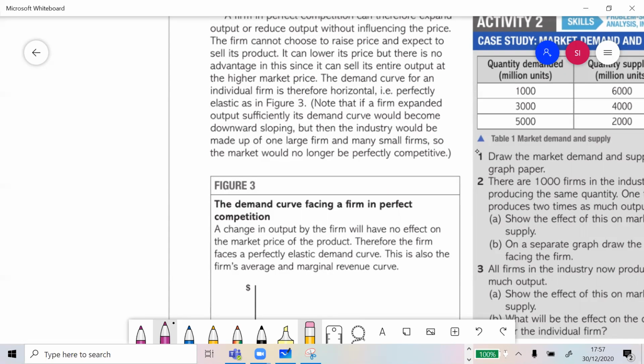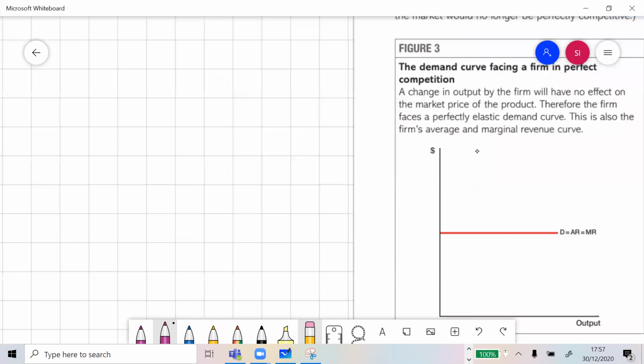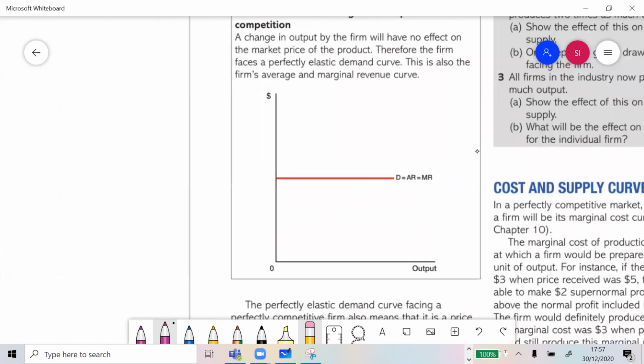So that's how we have constructed the curve where demand is equal to average revenue equal to MR. So this is how your demand or AR MR curve will look in a perfectly competitive market. Since they are price takers, the price will be fixed. And this is how the curve for demand, AR average revenue or marginal revenue is going to look.